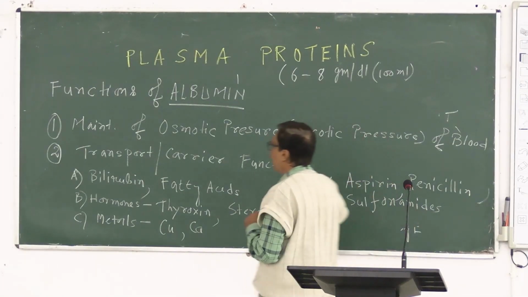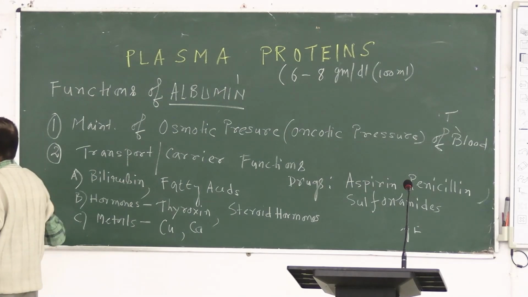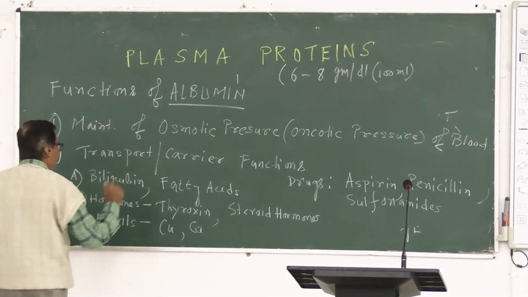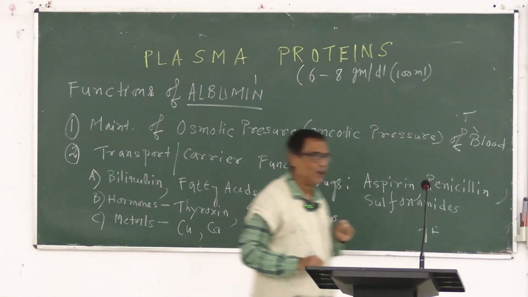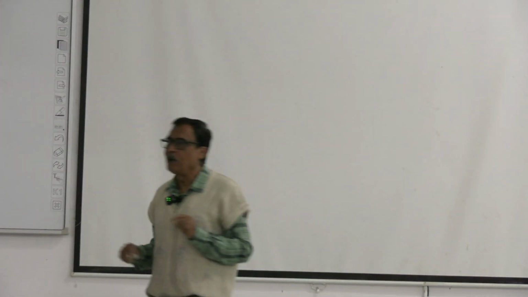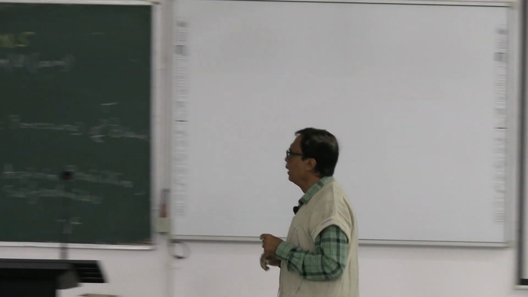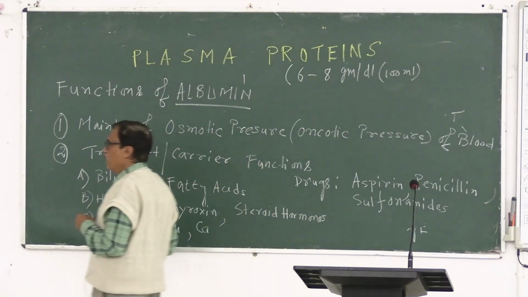What are the molecules carried by albumin? You have to mention all these molecules: fatty acid, bilirubin, thyroxine, steroid hormone, copper, calcium, aspirin, penicillin, sulfonamides. These are all carried by albumin, and this is one of the important functions performed by albumin.